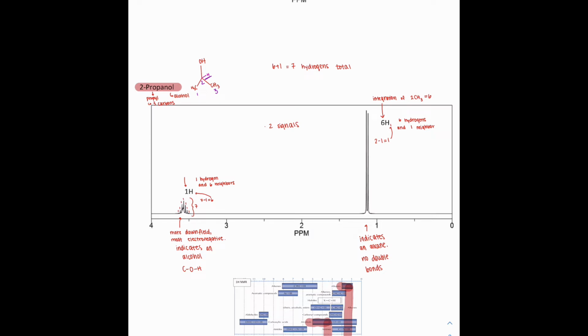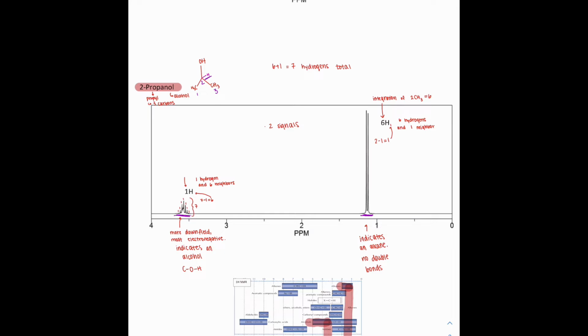So now I wrote a couple of notes on the proton NMR of 2-propanol, but the first thing to really look at is how many signals are there. And so the signals are just indicating the different hydrogen environments. So this over here is one, where I drew the little purple line, and then this over here is another.